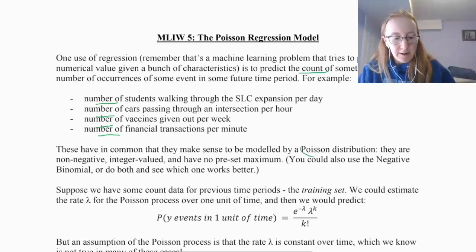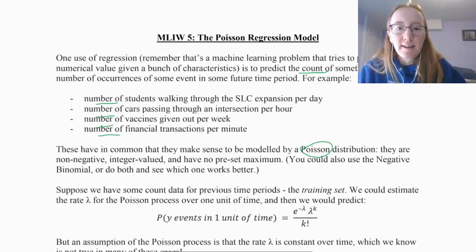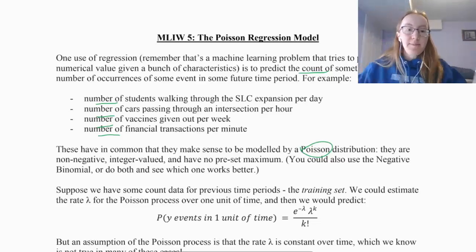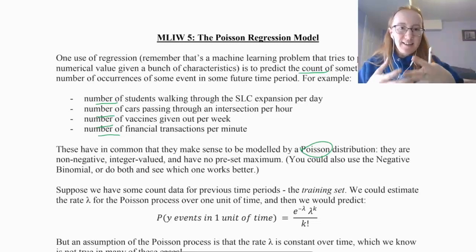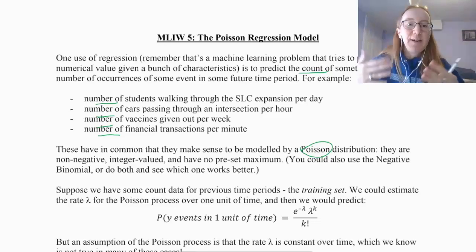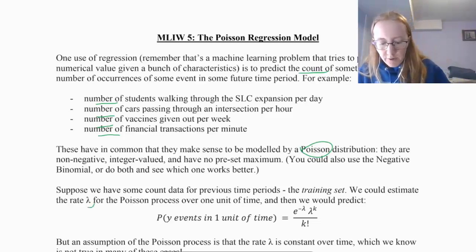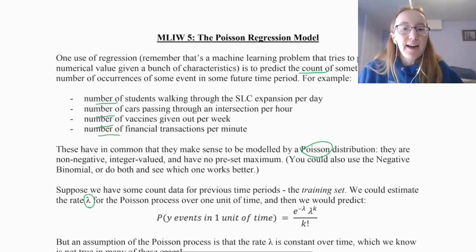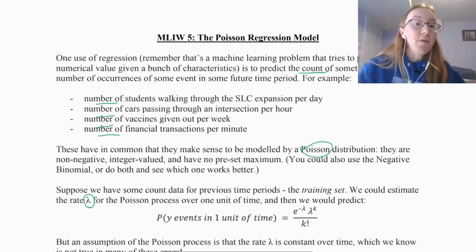But for now, we're going to focus on the Poisson because, again, it's a reasonable distribution to use to model these things. And suppose we've got some data. So we've been collecting some data on the number of cars passing through an intersection or the number of financial transactions, whatever. And we call that the training set. So this is a supervised machine learning problem because we have this data already, and we know what the answer is for that data. So we could basically look at the data and estimate the rate for this Poisson process over 1 unit of time, and then we would essentially guess that the future occurrences are going to follow that distribution as well.